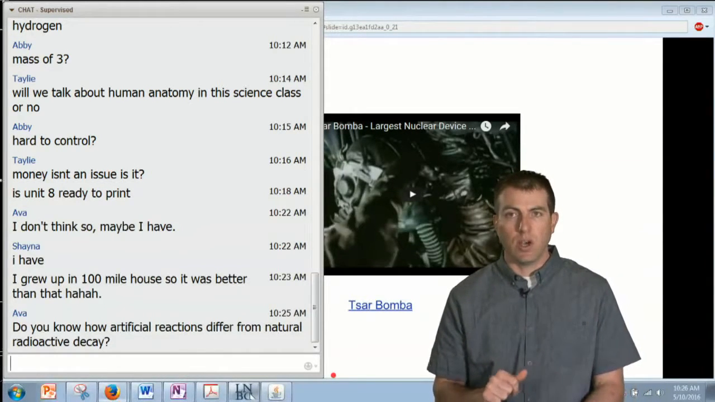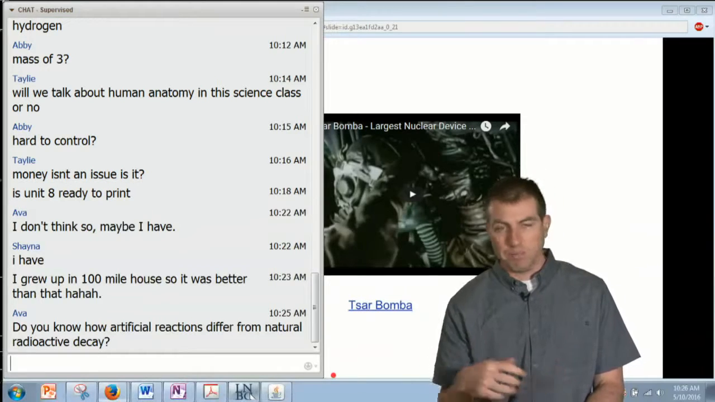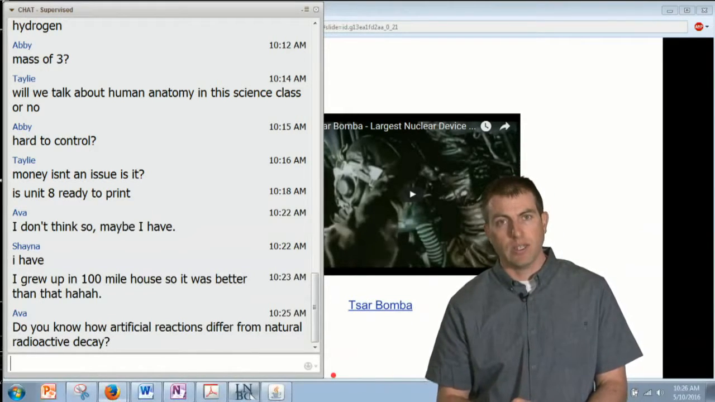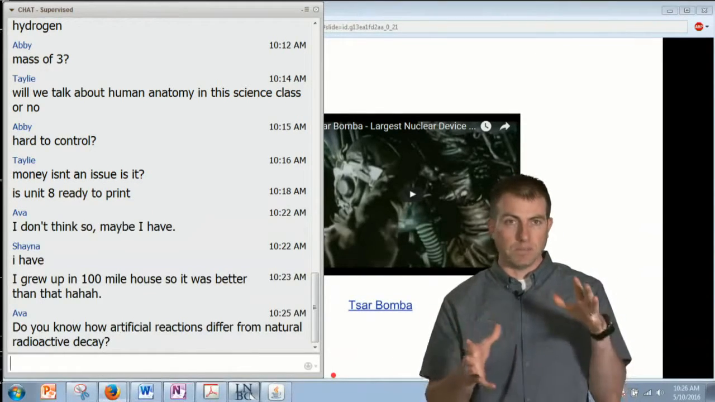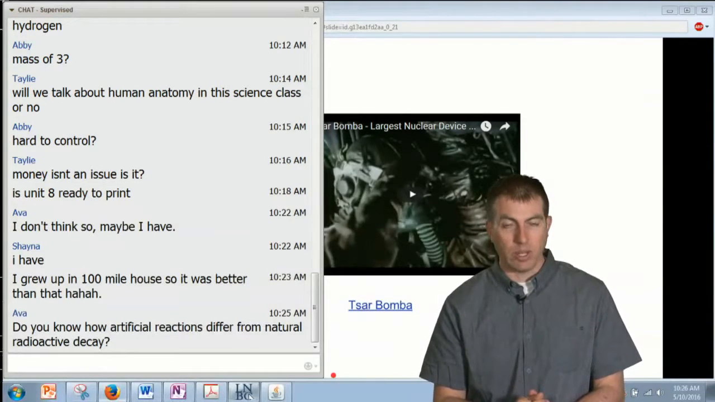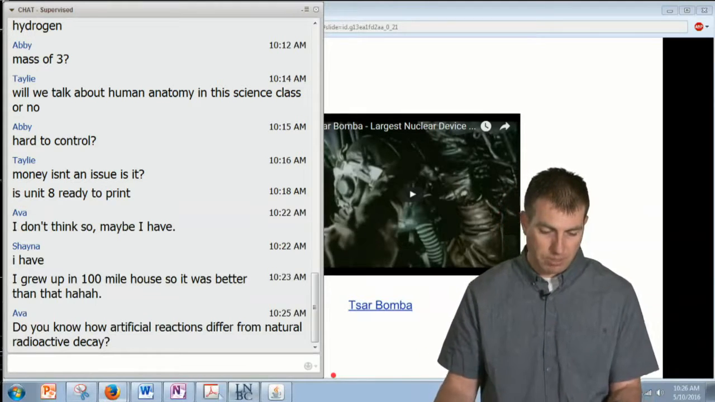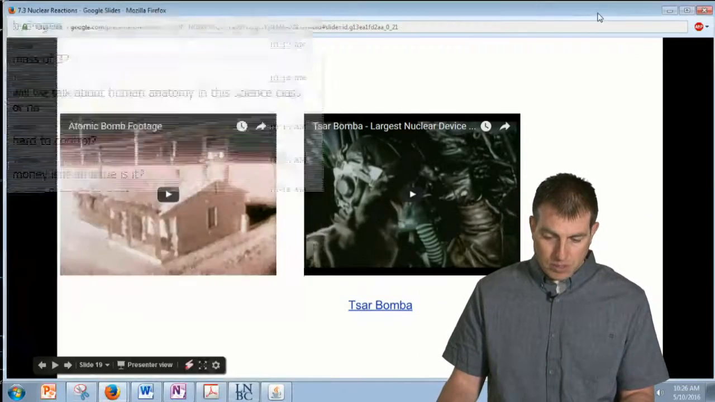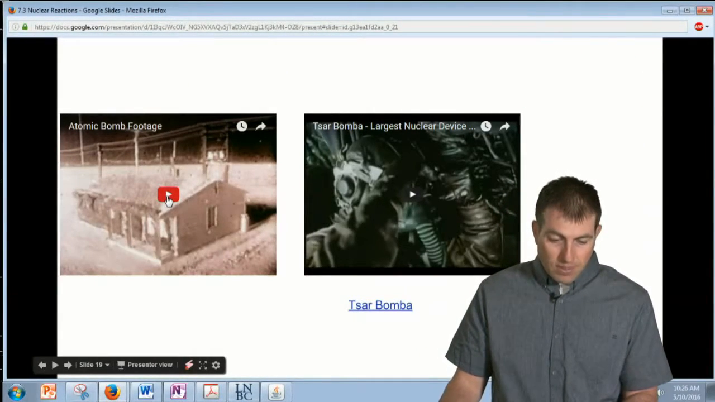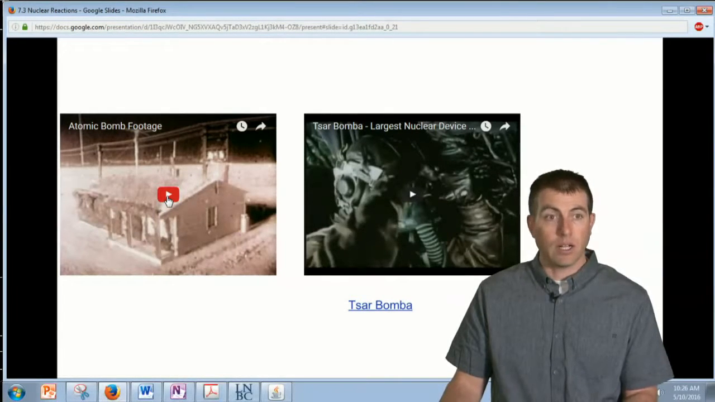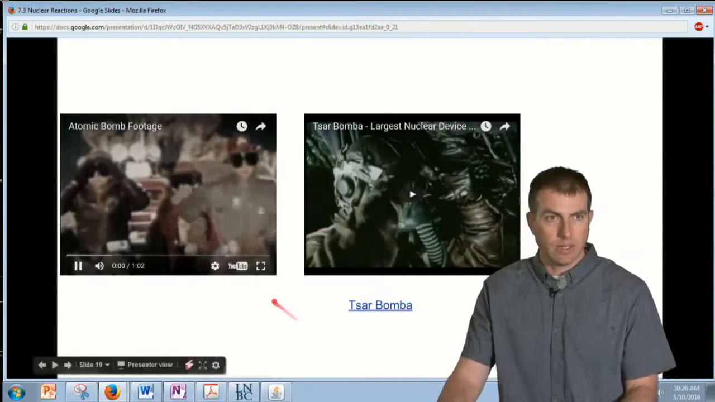So there's really not a lot of difference between a nuclear bomb and a power plant, other than the geometry of the reactor core, which is made in a way such that it won't turn into a bomb. But they melt down and bad things happen. So let's watch a couple of little videos here, and then we'll shut her down for the day.